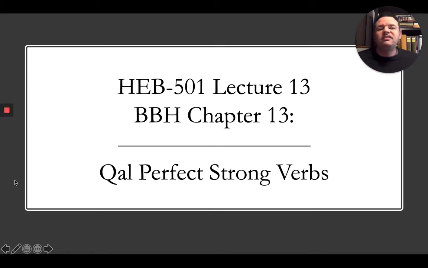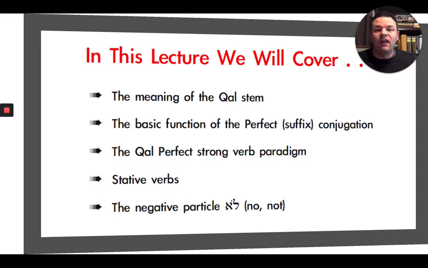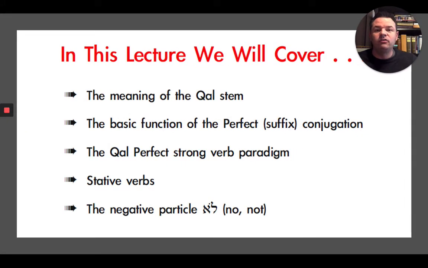Hello class, this lesson is going to focus on the basics of Biblical Hebrew textbook chapter 13, which is going to be talking about the Qal perfect strong verbs. We'll look at some more Qal perfect verbs and the weak verbs in chapter 14. So in our last session, we looked at just a basic overview of the verbs. So here we're going to start looking at that Qal stem, or the normal stem.